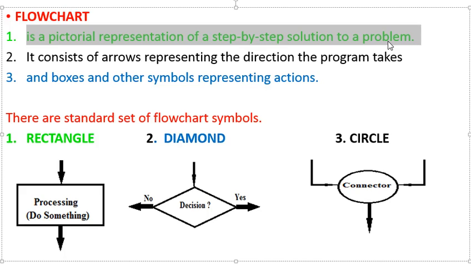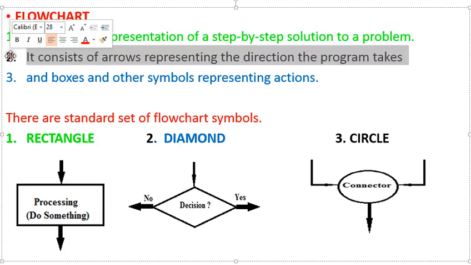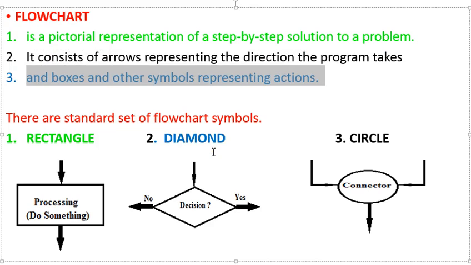Now, the steps you are going to take in order to change your inputs to produce output are represented in a pictorial diagram, and that diagram is called a flowchart. This flowchart consists of arrows representing the direction of the flow. Those arrows show that from this step you go to this, from this symbol you go to that. We also use boxes, and these boxes represent different actions that are taken in drawing the flowchart.